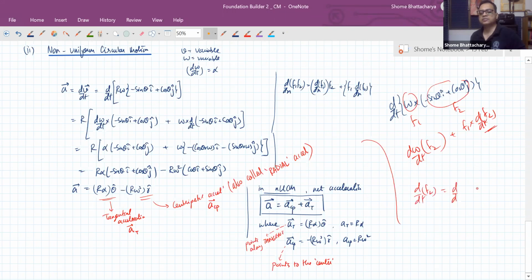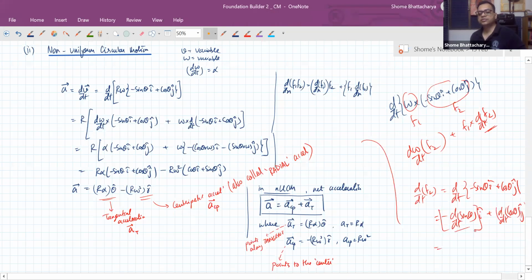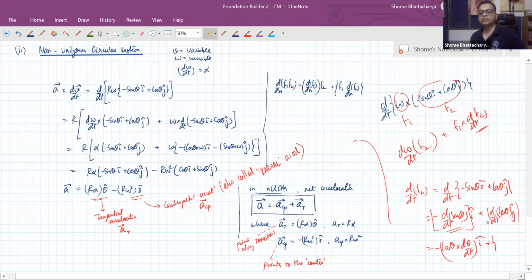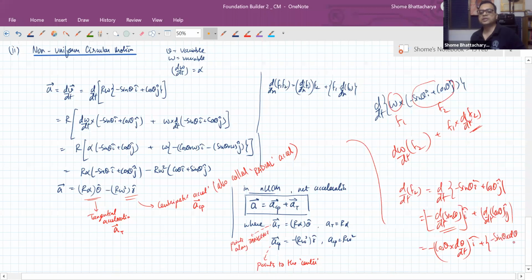Same as the last derivation we had done. Minus sine theta i cap plus cos theta j cap at differentiation. So this is differentiation of sine theta with respect to time, plus differentiation of cos theta. Now that chain rule has to be applied. So this will become differentiation of sine theta with respect to theta, which is cos theta, into d theta by dt. This will become differentiation of cos theta with respect to theta, which is minus sine theta, into d theta by dt, the whole thing into j cap. Now d theta by dt is omega. So it's a repeat of what we did in the previous thing, so I have not written it in so much detail.